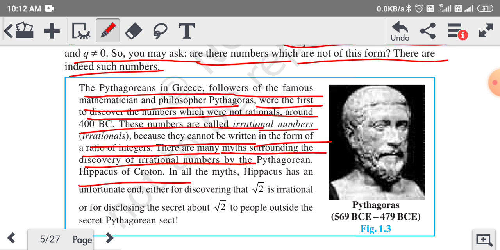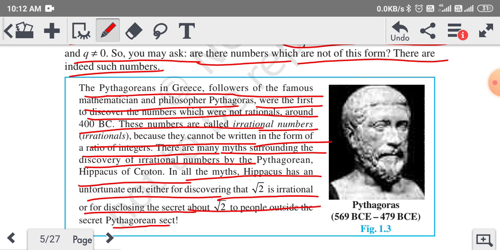There are many myths surrounding the discovery of irrational numbers by the Pythagorean Hippasus of Croton. In all the myths, Hippasus has an unfortunate end, either for discovering that root 2 is irrational or for disclosing the secret about root 2 to people outside the secret Pythagorean sect.